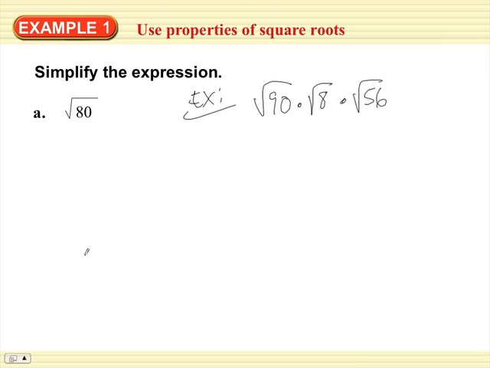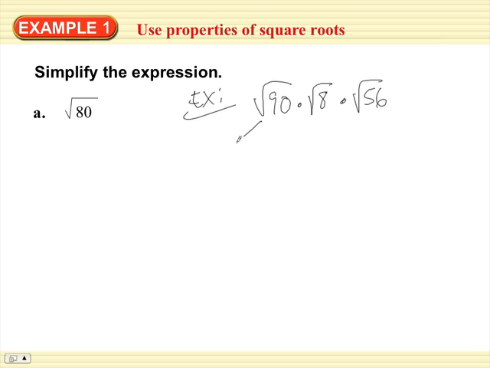My advice to you, I would probably do one at a time. Simplify square root of 90, put it off to the side. Simplify square root of 8, put it off to the side. Simplify square root of 56, put it off to the side. And then multiply those together. Let me break it down how I would break it down.